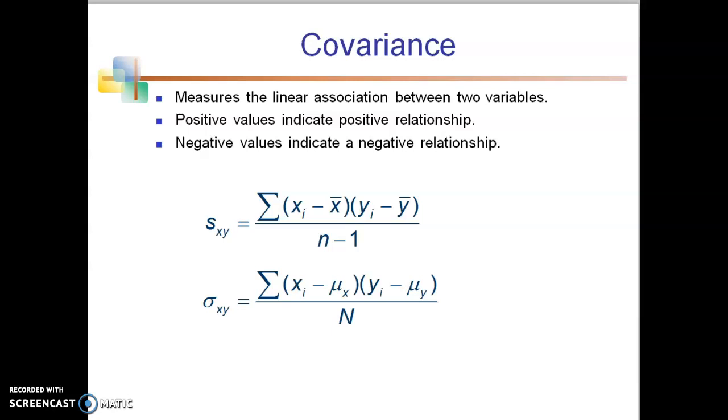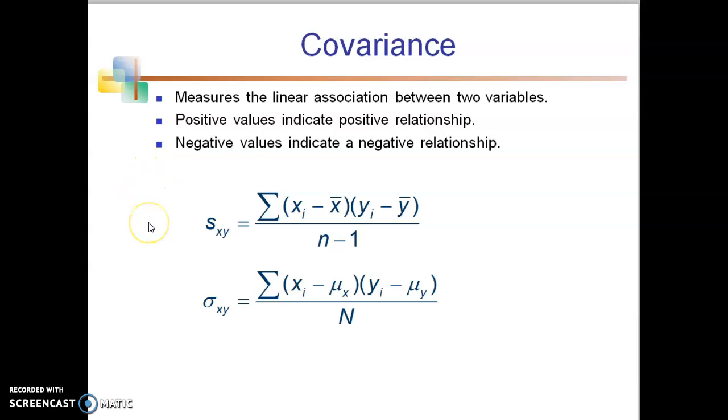Okay, now let's talk about covariance. Covariance measures the linear association between two variables. It is interpreted in a positive or negative value. So if you get a positive value, you know there is a positive relationship. They move directly together. If there is a negative value, it means a negative relationship. They move indirectly, inversely.